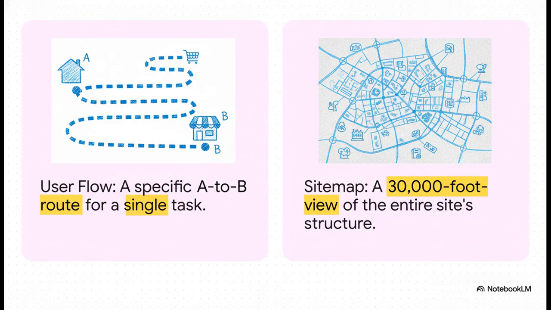Here's a really simple way to remember this. A user flow is like your GPS giving you turn-by-turn directions to get from your house to the store. A sitemap, that's the giant map of the entire city, showing you every single street and how they all connect. Both are vital, just for very different things.